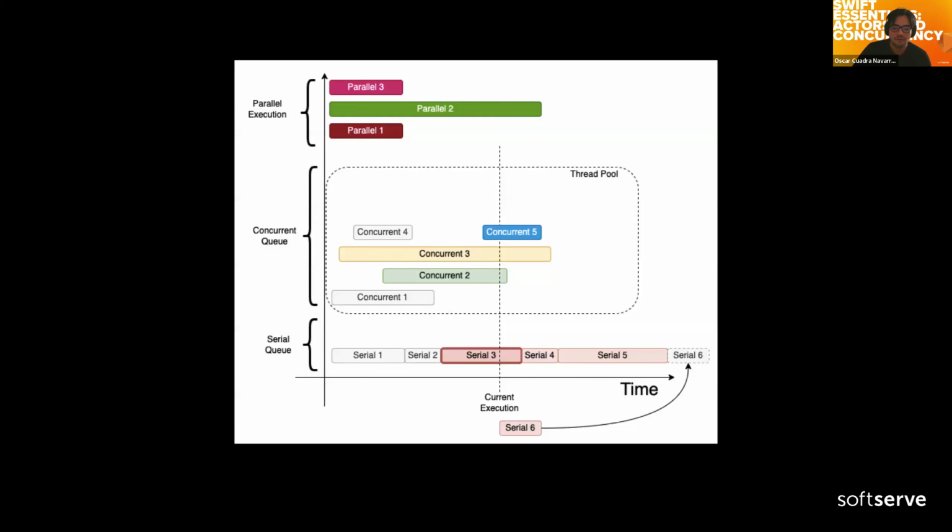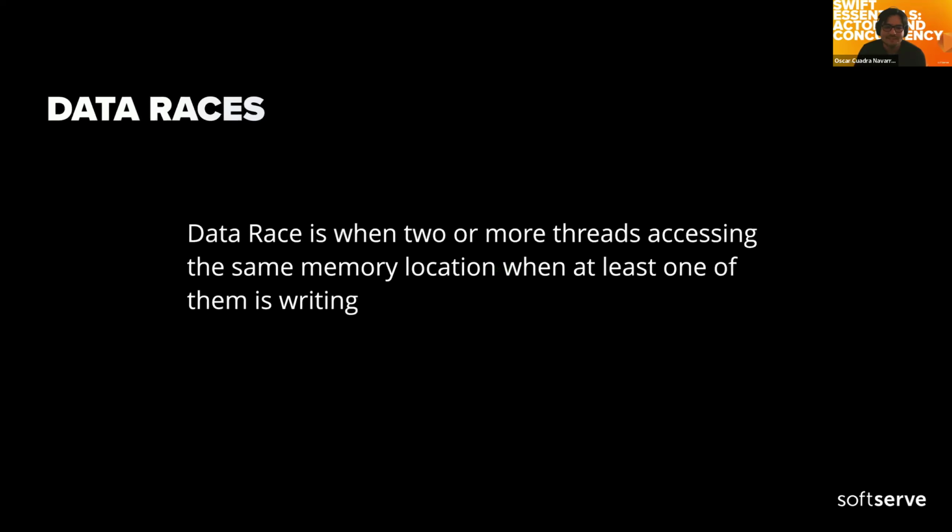But now we need to understand the difference between parallel execution, concurrent execution, queues, and serial queues. If you see this diagram in the middle, it is marked as concurrent execution because this is the essence of it. Concurrency is when multiple events are running at the same time, not parallelism.